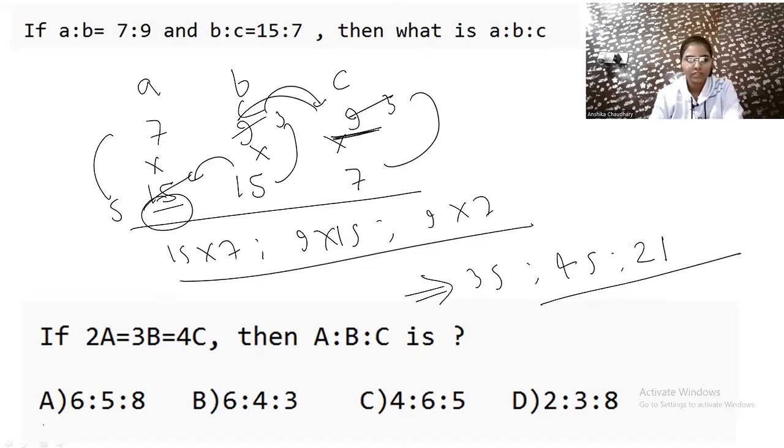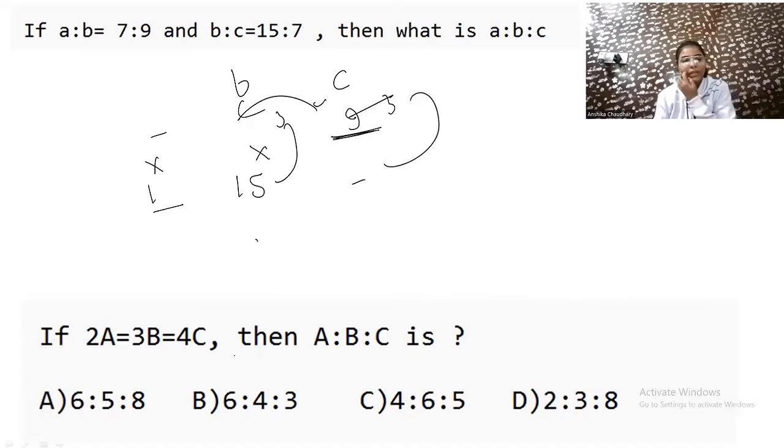Now let's come to this question. First of all, let me make some space. So here 2a equals 3b equals 4c.